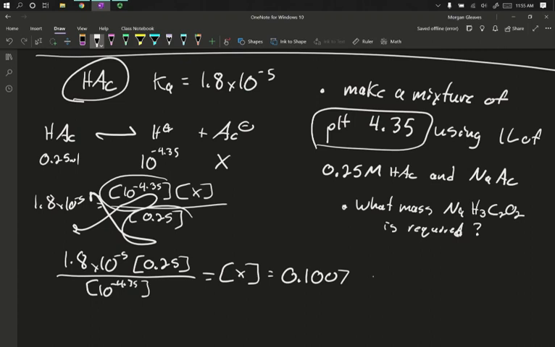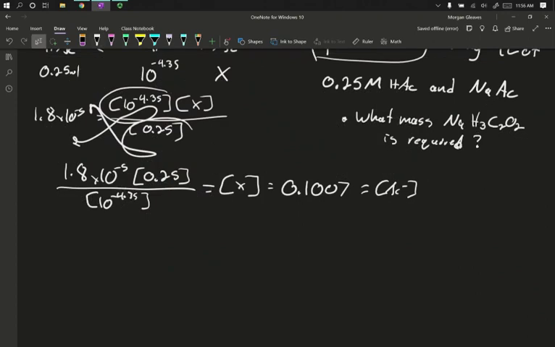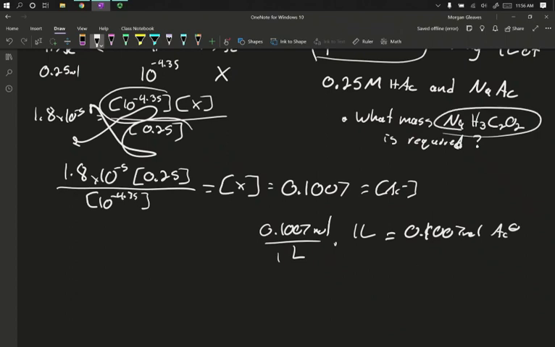So I know how much acetate I need. Well, the second part of this problem is, where do I get that acetate? I get it from adding sodium acetate. So I need to figure out how much sodium acetate I would need to add to this bottle for this to work. This is in 1 liter, so 0.1007 moles in 1 liter, and I'm in 1 liter, so I need 0.1007 mole of acetate. It's 1-to-1 with my sodium acetate, so I need 0.1007 mole of sodium acetate.